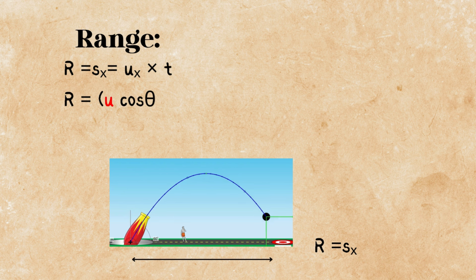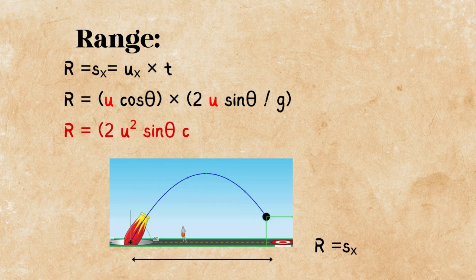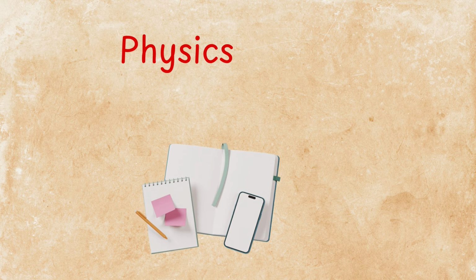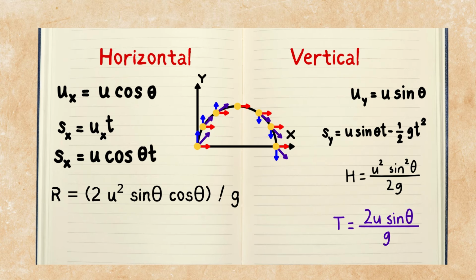Range. Range means the distance that the object traveled in x direction. That means horizontal. So I go to my horizontal equation, which only was one. Now I have the total time of the motion. Let's use that, and there we go. We have the formula for range, which is 2 times u squared sine theta cosine theta over g. Try to use these steps by yourself, and after that, add them in your physics notes.